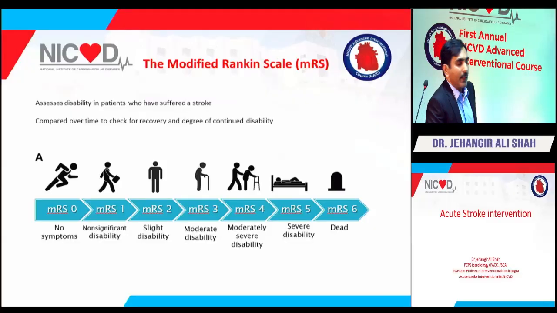And this is the modified Rankin scale. We calculate the patient's activity. MRS 0 means the patient has no symptoms, then non-significant disability, and then MRS 1, 2, 3, 4, 5. The inclusion criterion is a patient having an MRS score less than 2.